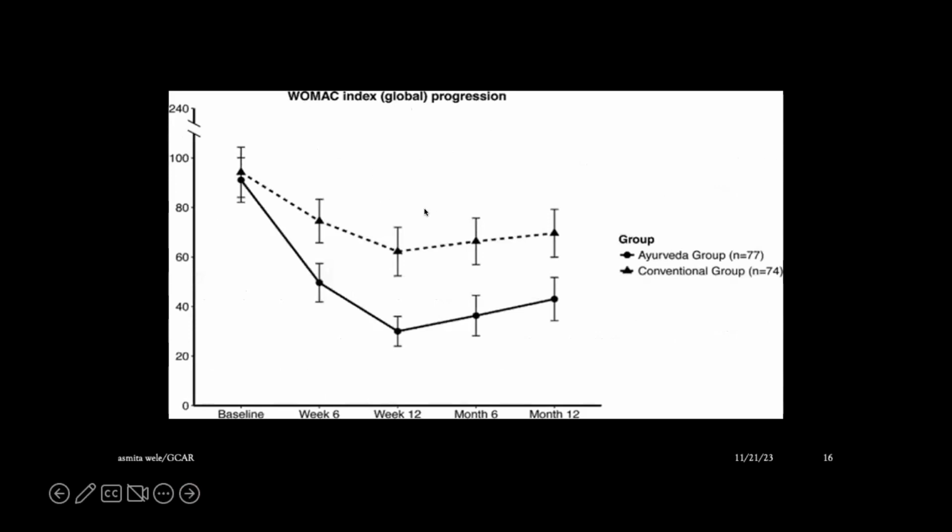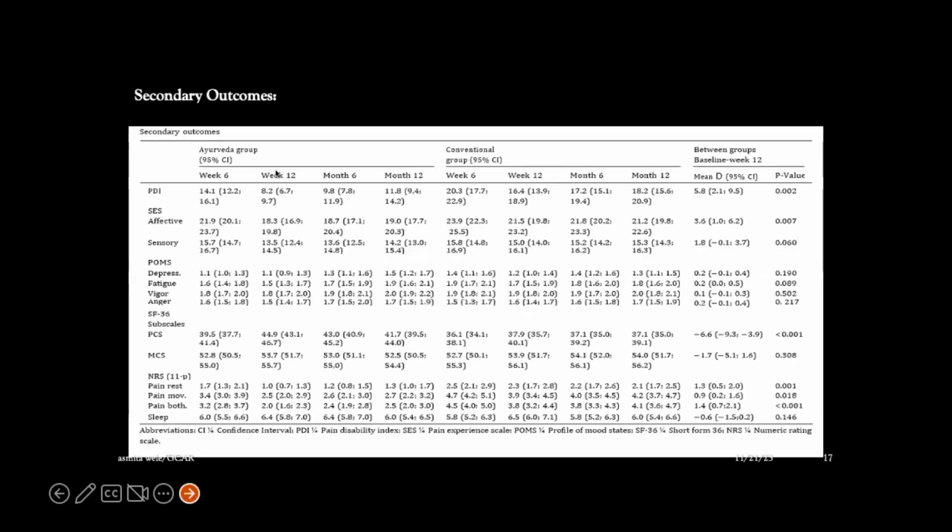WOMAC index progression is shown here in this graph. Both the groups start at the same point at baseline, and at week 6, week 12, 6 months and 12 months, you can see that the graph is kind of similar, but yes, there is a little bit of difference.